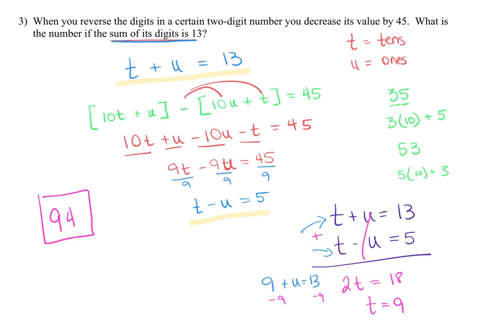So you can do a check of these just like anything else. If I add the digits, do I get 13? Yes. If I take the number, 94, and subtract the switch of that, 49, do I get what they told me I would get? Yes, I'm going to get that. Those both work. That's correct.